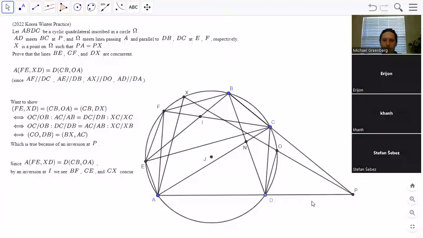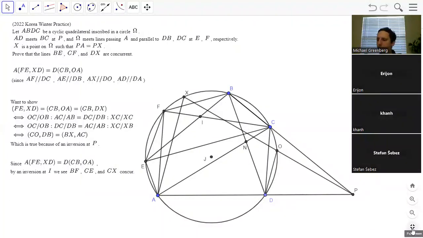So if you invert all these four points about P, we have PC times PB is PO times PX is PB times PA equals, let's say, R squared. If you do an inversion about P with radius R, it takes C to B, it takes O to X, it takes D to A and it takes B to C. So these cross ratios have to be equal. So that's how we get that one.